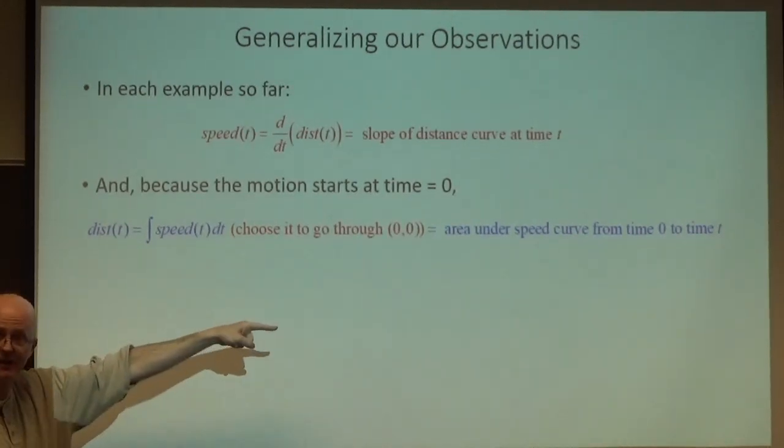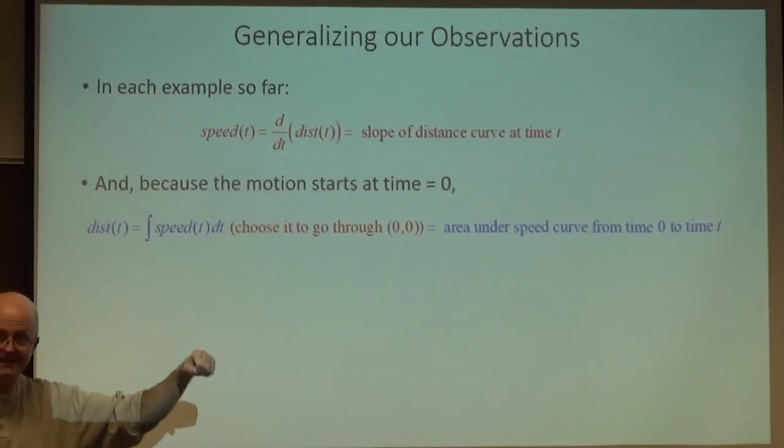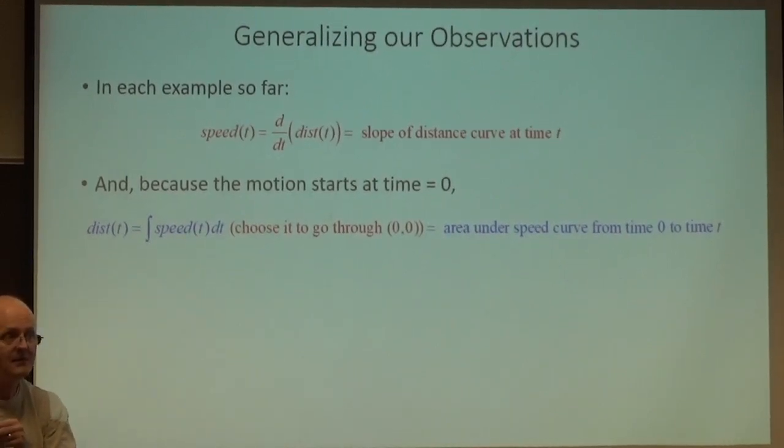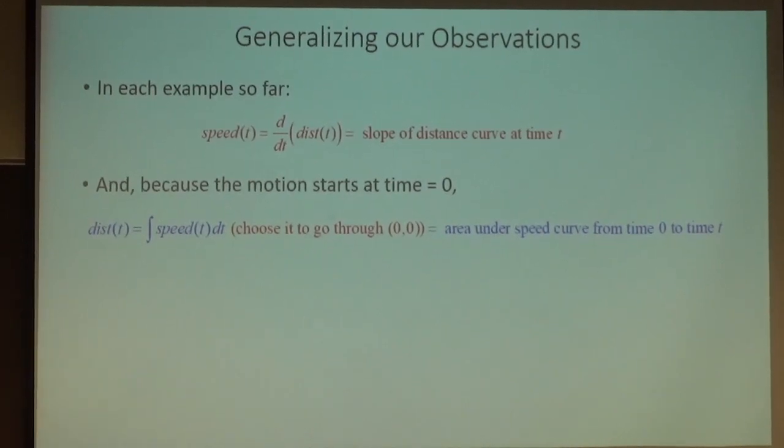And we've seen also that it's the area under the speed graph. Like in the last slide, it was the area of a triangle. It gave you the distance traveled. This calculation right there.